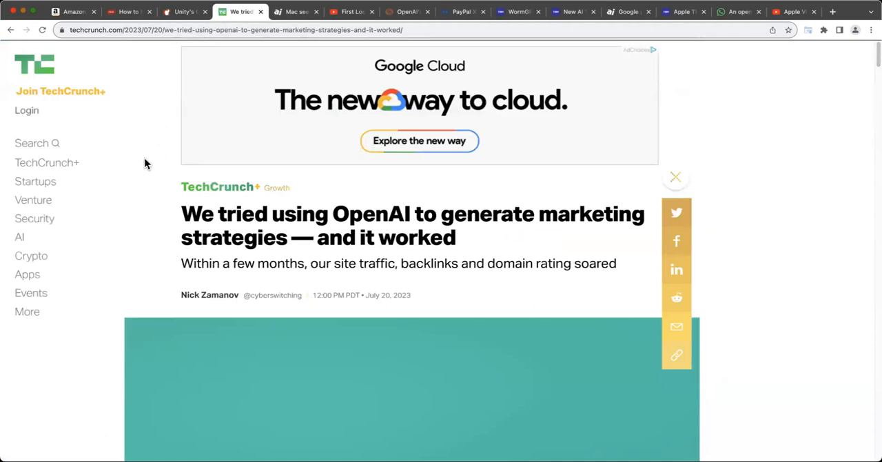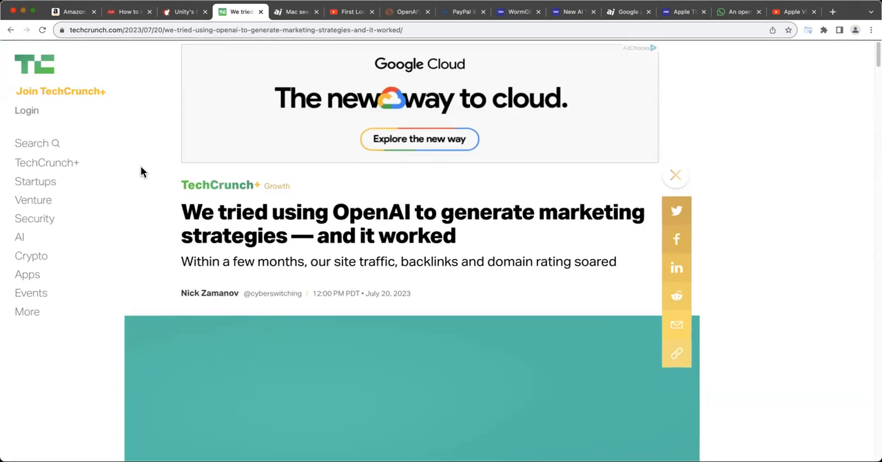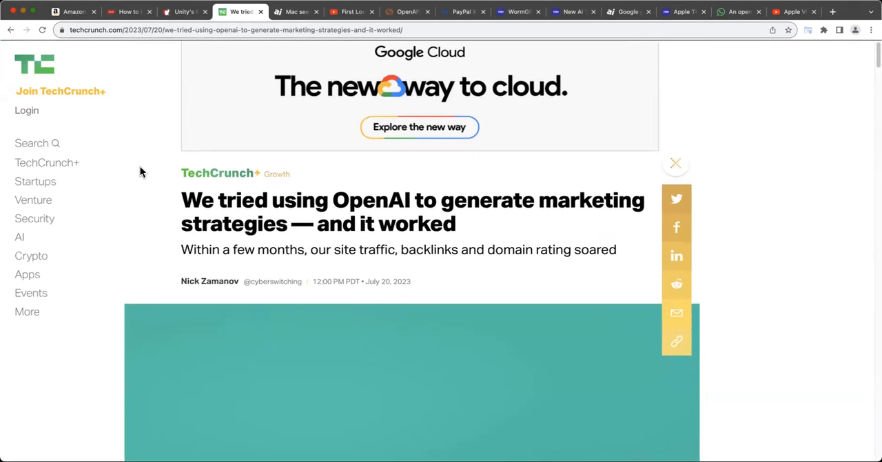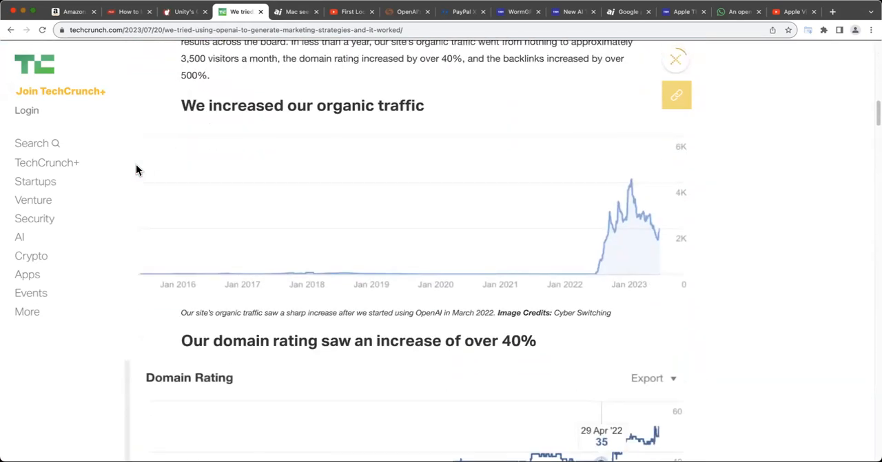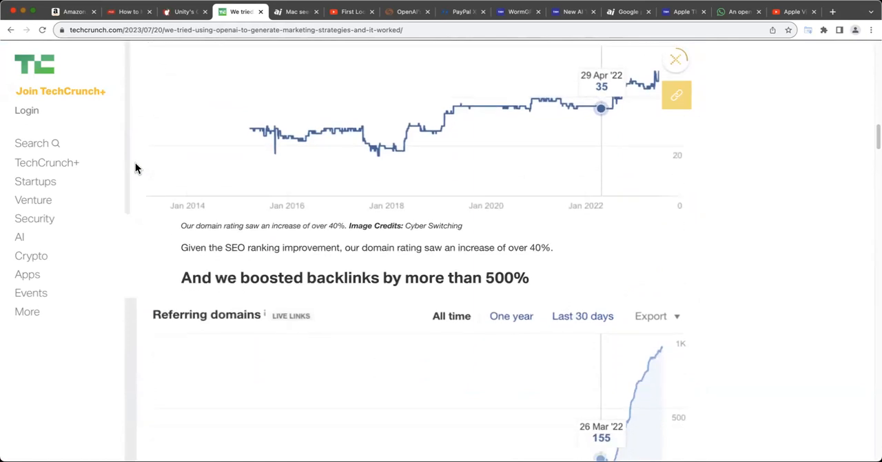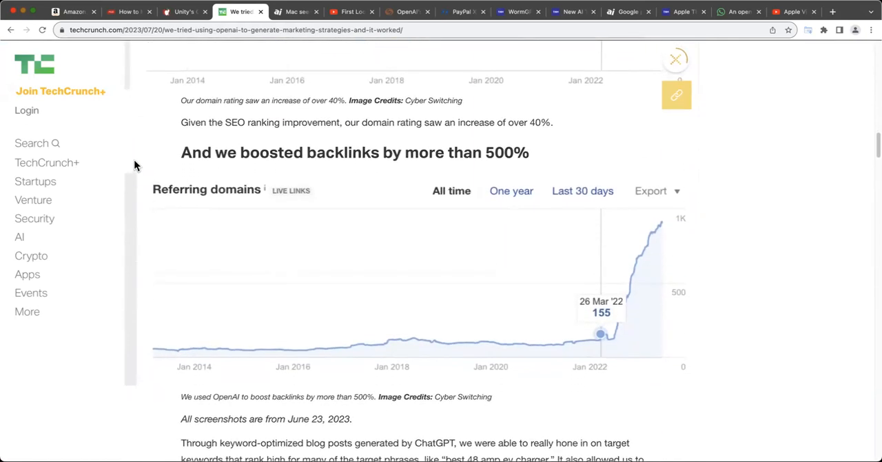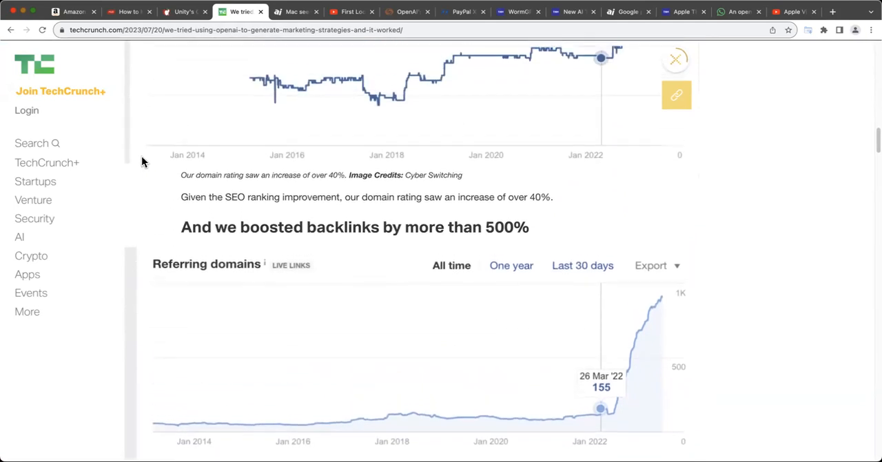This is an article from TechCrunch. Now, TechCrunch is a paid site, so if you want to read their articles, there's a fee. But we tried using OpenAI to generate marketing strategies, and it worked. It was sort of impressive. It's search engine optimization stuff, I guess. They were able to improve the traffic flow to their website with that. TechCrunch has a lot of interesting things. I think I've seen they've got a lot of good things about creating a pitch deck if you're a startup, all that kind of stuff.